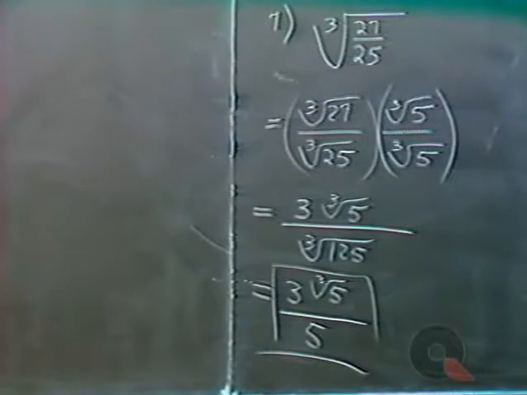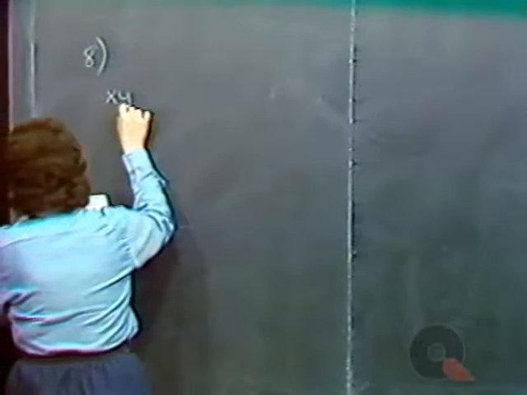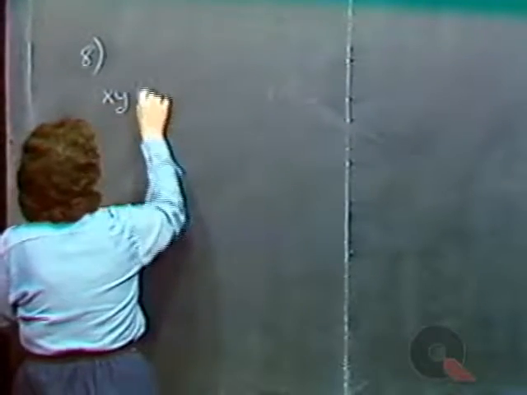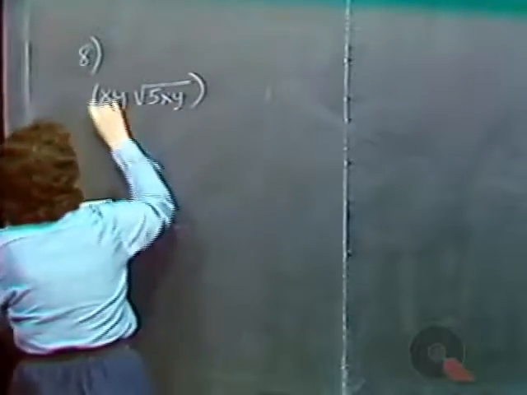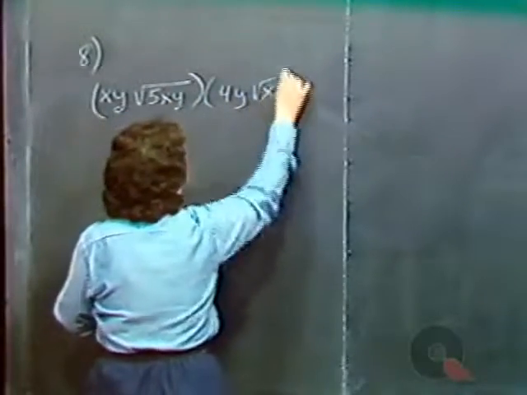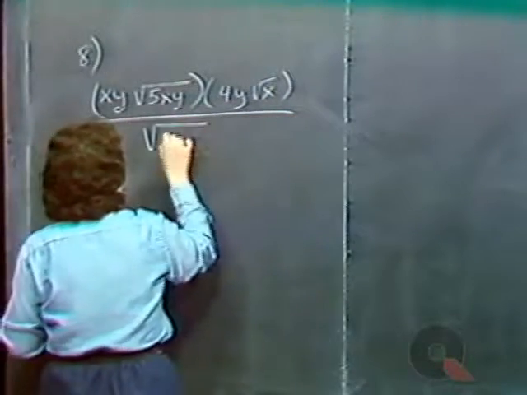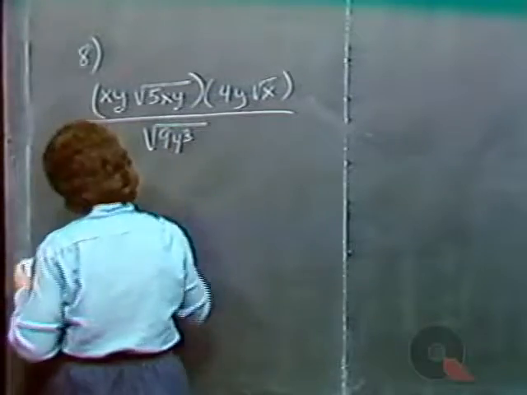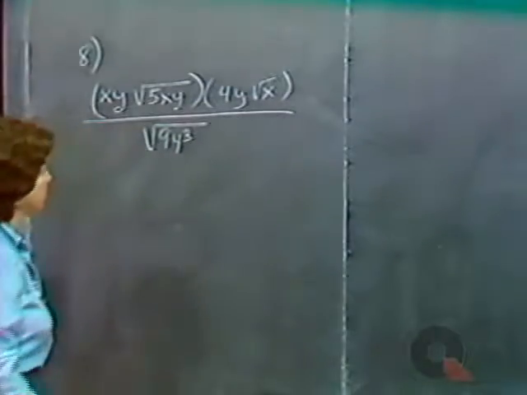For our next problem, we'll do the following. xy times the square root of 5xy times 4y times the square root of x over the square root of 9y cubed. We want to put this into simplest radical form.